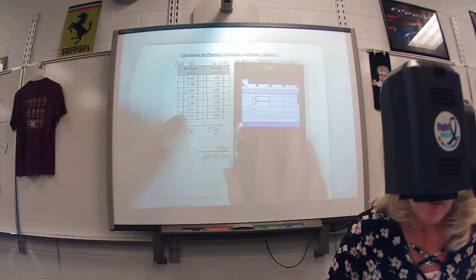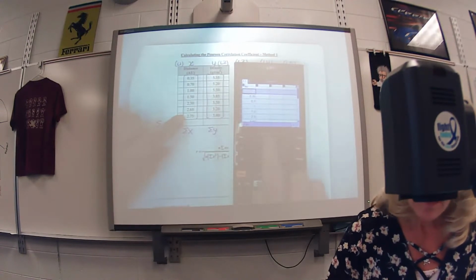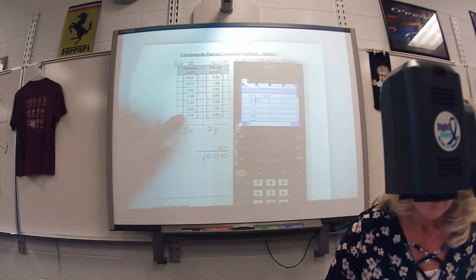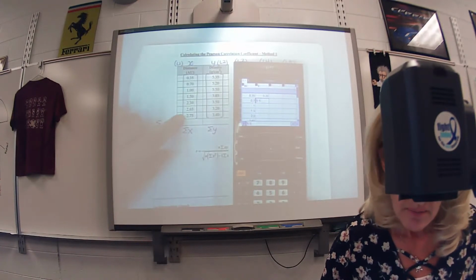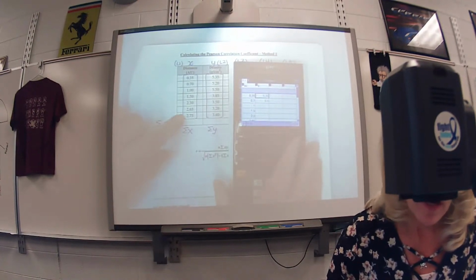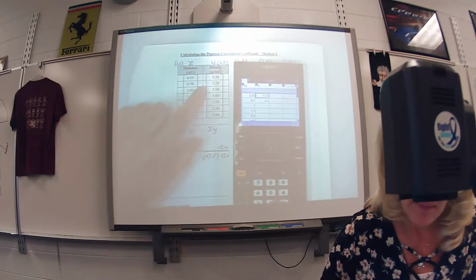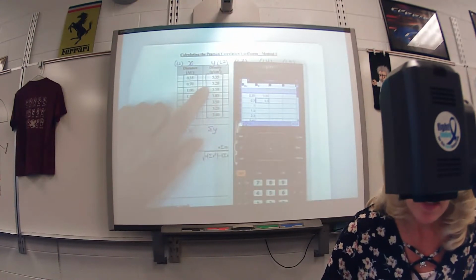All right, and then I'm going to call my next column D for density. And anytime you have to enter data in your calculator, be super careful that you enter the data correctly. And for some reason, I'm being really stupid. I keep making mistakes.